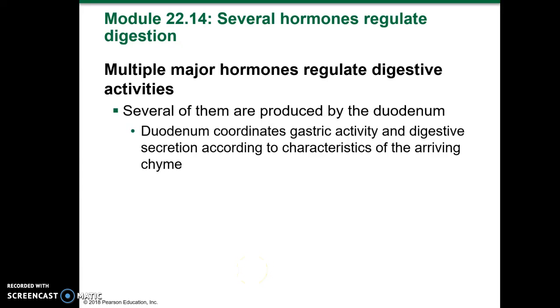So the digestive system is regulated by many different hormones. Several of them are produced by the duodenum itself. The duodenum coordinates gastric activity and digestive secretion according to whatever characteristics the chyme has. It's basically whatever kind of food is coming in.